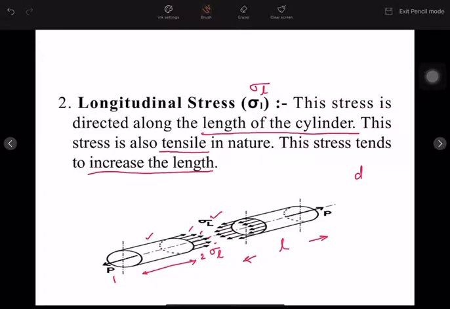So the combined effect will be, because of hoop stress, the diameter may get increased, and because of longitudinal stress, the length of the cylinder may get increased. So overall, if we consider this effect, the cylinder may get burst if there is excessive internal fluid pressure.